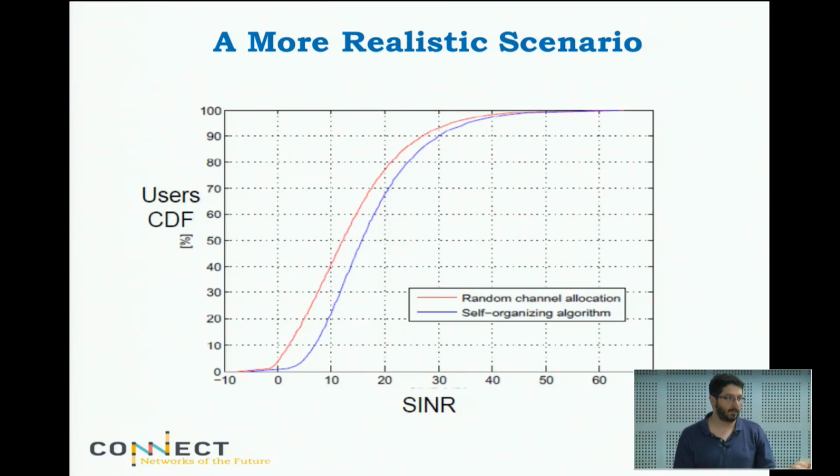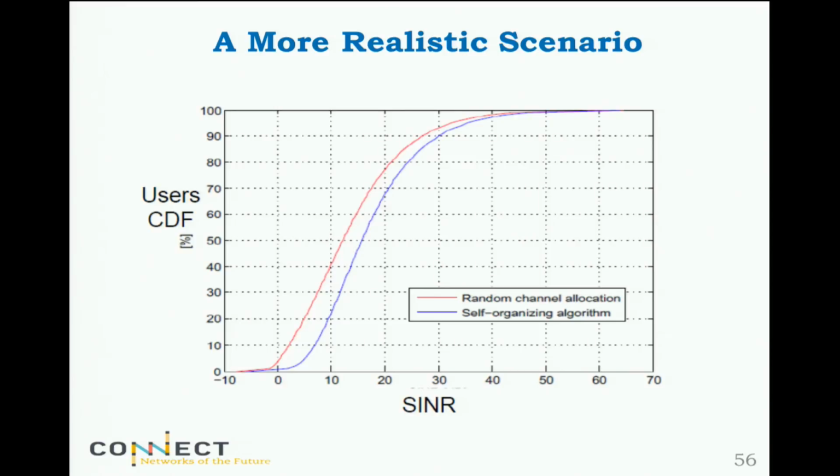Okay, then we check with a more realistic scenario, where you don't have these ideal square cells. You really have LTE cells with a proper channel model and proper user distribution and so on. And we just double check with a very simple, very local self-organizing algorithm. It's based on the SINR of the worst user.